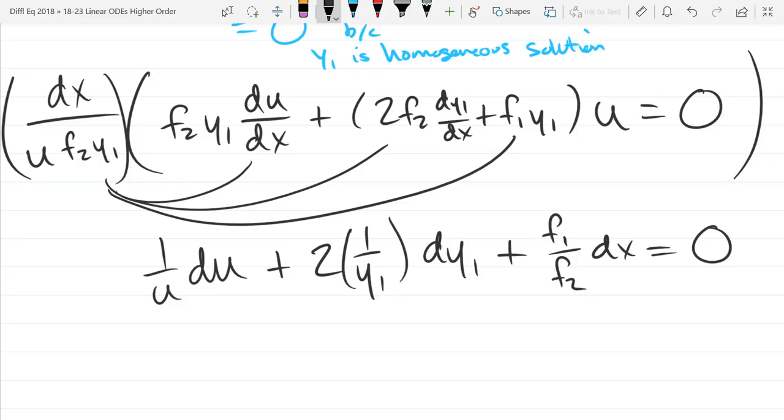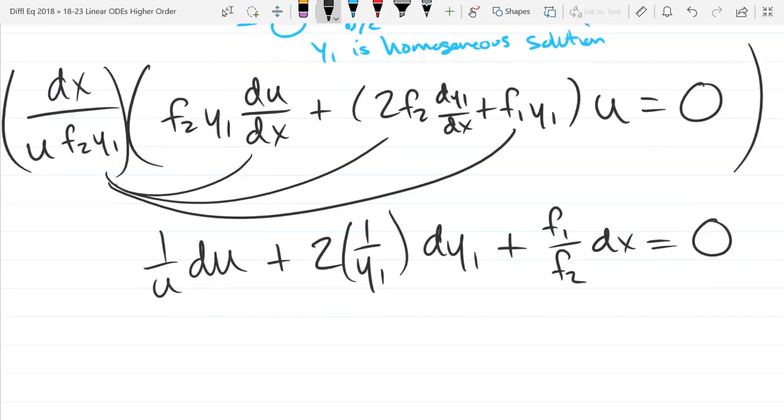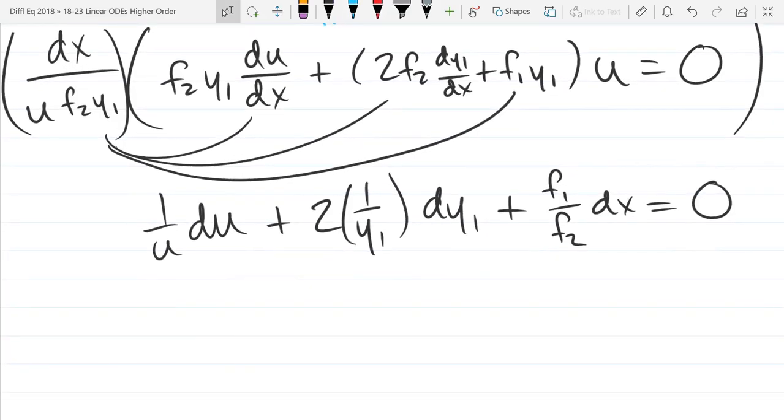So I can double check on my notes that we're in the right spot. All right, so things are looking good. It's a little bit weird that we have three variables right now. However, this is separable. It's already separated. So f1 and f2 are functions of x. They're next to dx. The du and the dy1 integrals are trivial. They're both natural logs. So they're super easy to do. So we actually have a separable equation with three variables. And all we have to do is take an antiderivative.